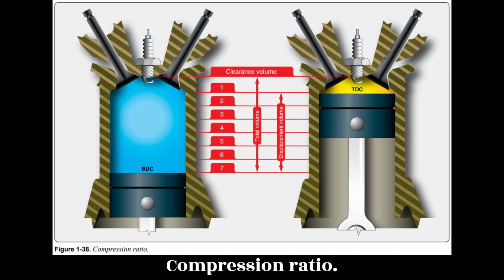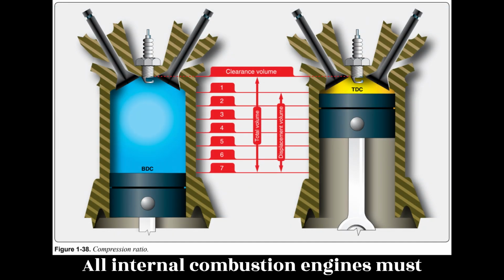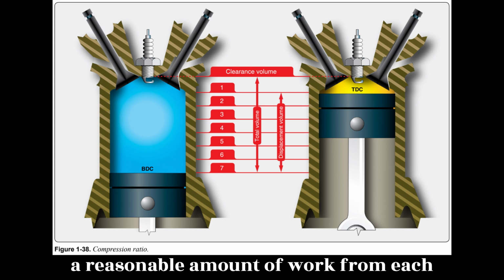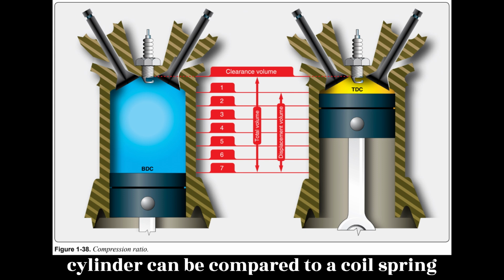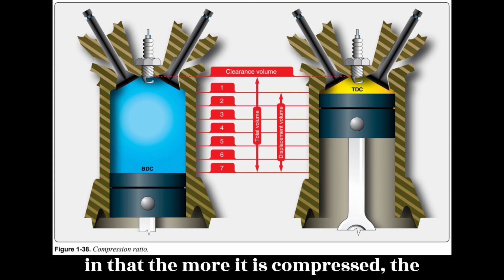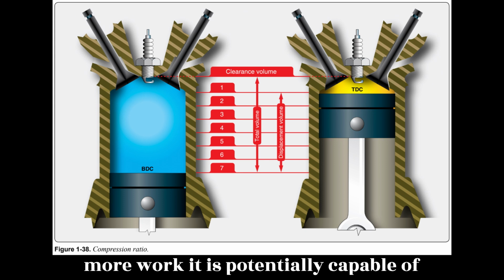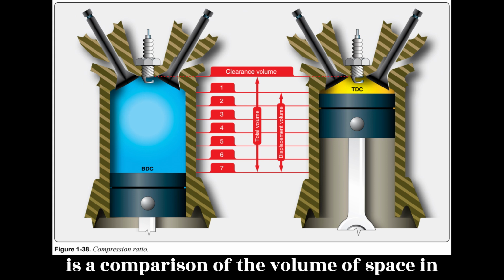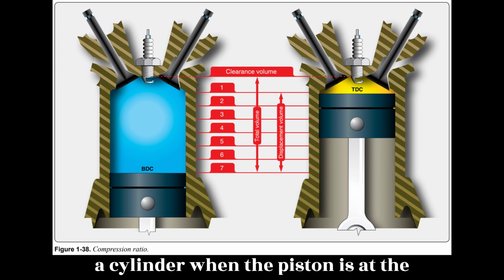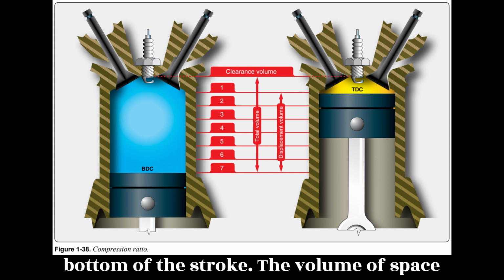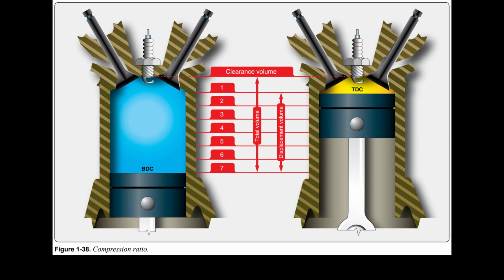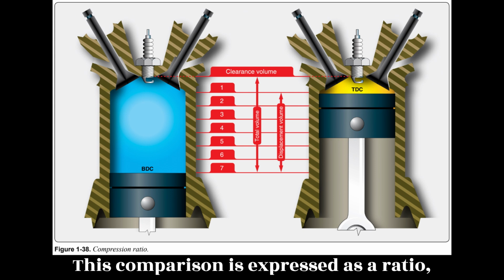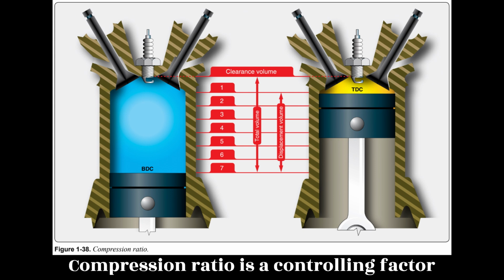Compression ratio. All internal combustion engines must compress the air-fuel mixture to receive a reasonable amount of work from each power stroke. The air-fuel charge in the cylinder can be compared to a coil spring in that the more it is compressed, the more work it is potentially capable of doing. The compression ratio of an engine is a comparison of the volume of space in a cylinder when the piston is at the bottom of the stroke to the volume of space when the piston is at the top of the stroke. Figure 1.38. This comparison is expressed as a ratio, hence the term compression ratio.